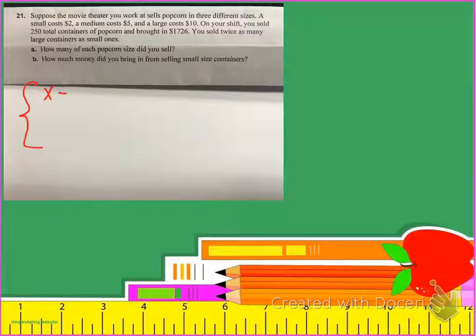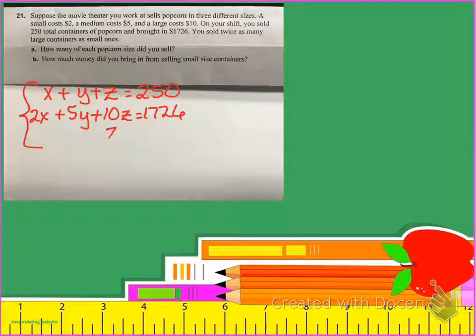Now, the next one, number 21, this is for the advanced students. You are selling popcorn at the movie theater. You sell a total of 250 between small, medium, and large. So your first equation, x plus y plus z, is 250. It said you sold $1,726 worth of popcorn. So that was 2x plus 5y plus 10z equals $1,726.